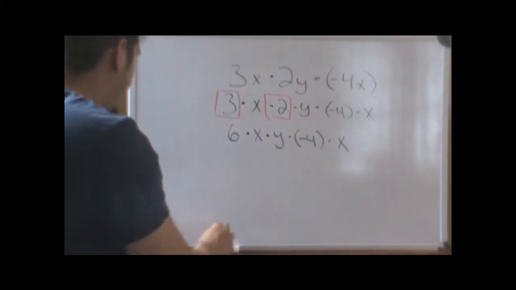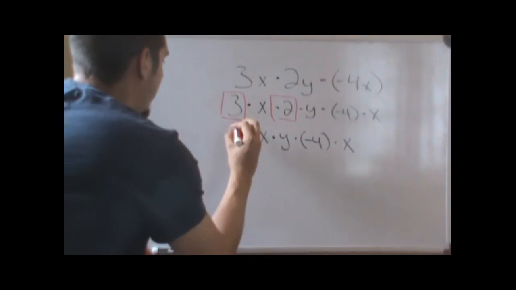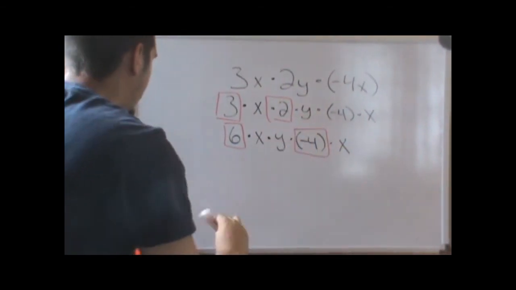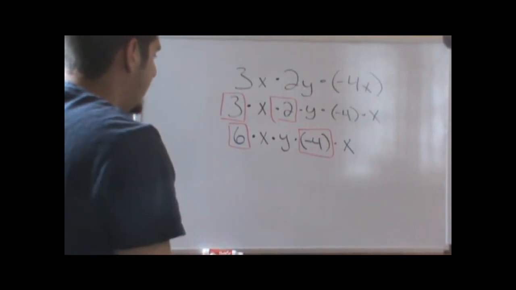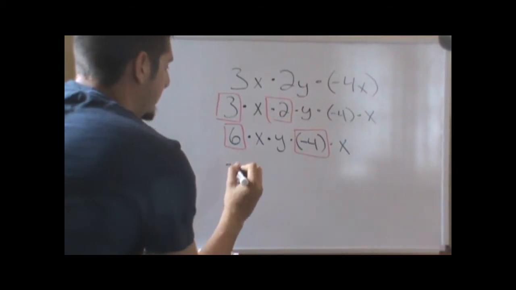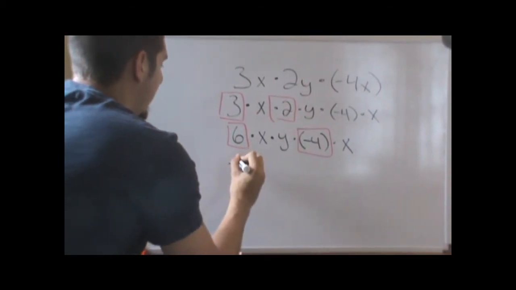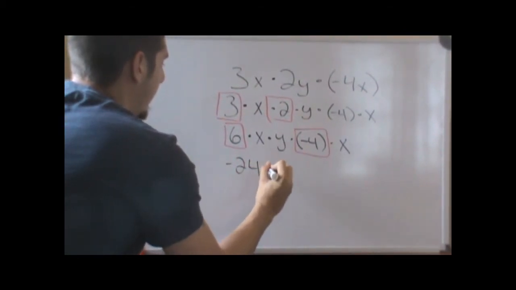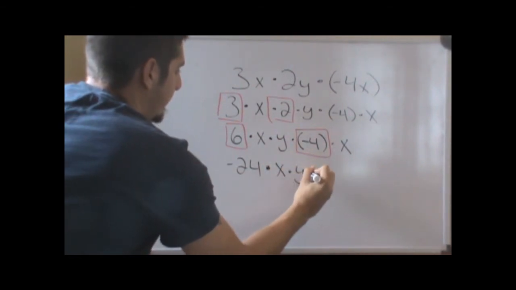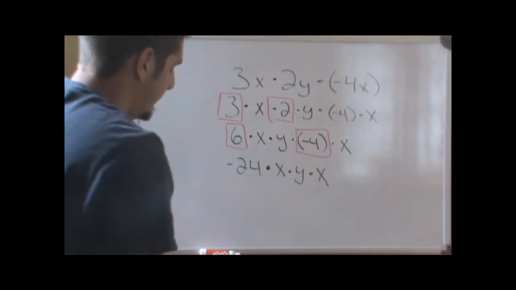So the next step I'm going to take is I still have a couple numbers that can be multiplied together, so I'm going to do 6 times negative 4. And that should get me an answer. Since I have a positive and negative, I'm going to get a negative answer. Different signs, negative answer. And 6 times 4 is 24. And now I'm left with x times y times x.